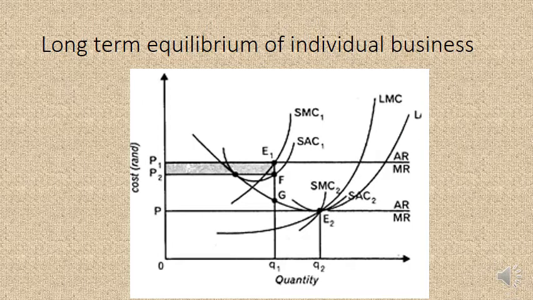Okay, so if we look at the long-term equilibrium of an individual business, please remember it follows on from the previous graph. If we look here at a market price of P1, for instance, and your short-term average cost and your short-term marginal cost, the business is making economic profit. As long as a business is making economic profit, they're going to attempt to produce more and more to make more profit.